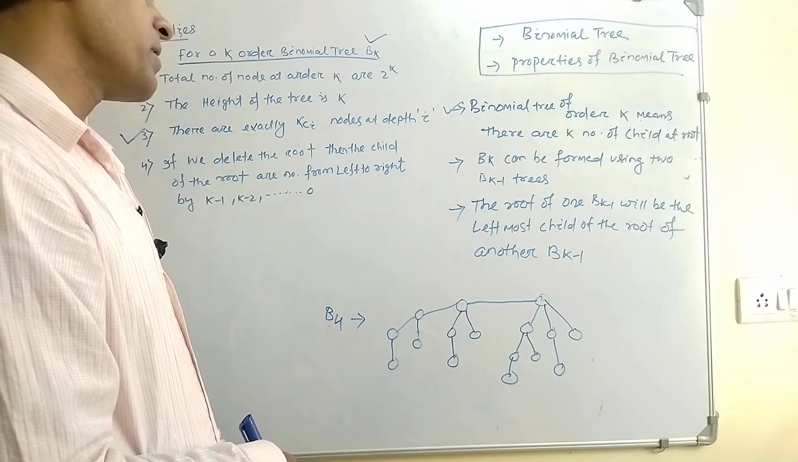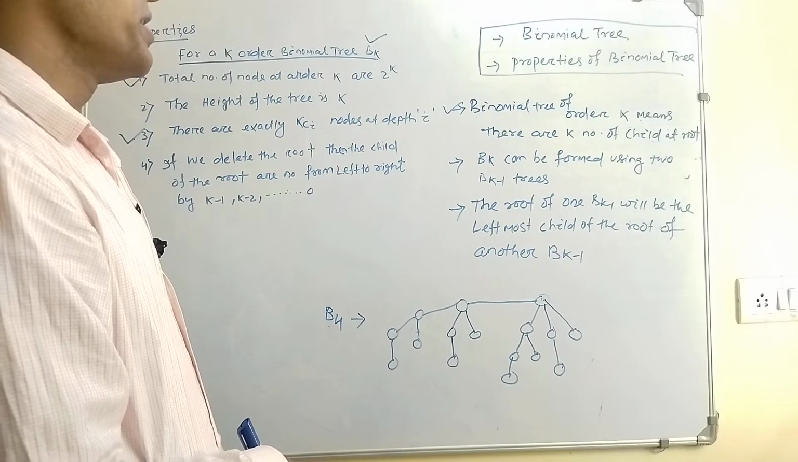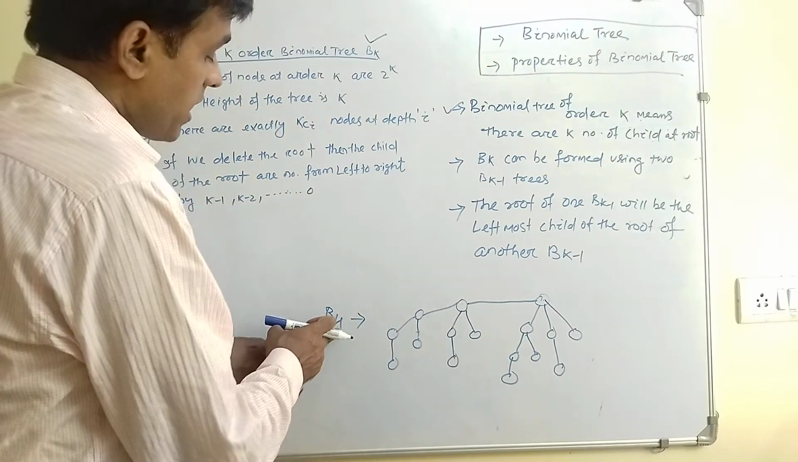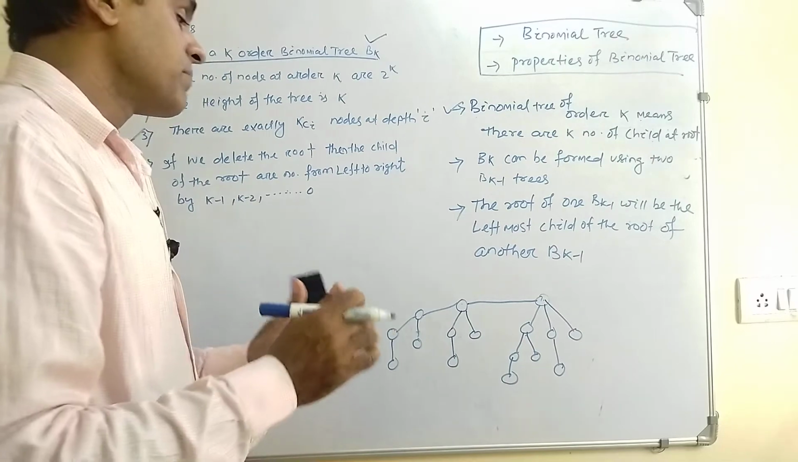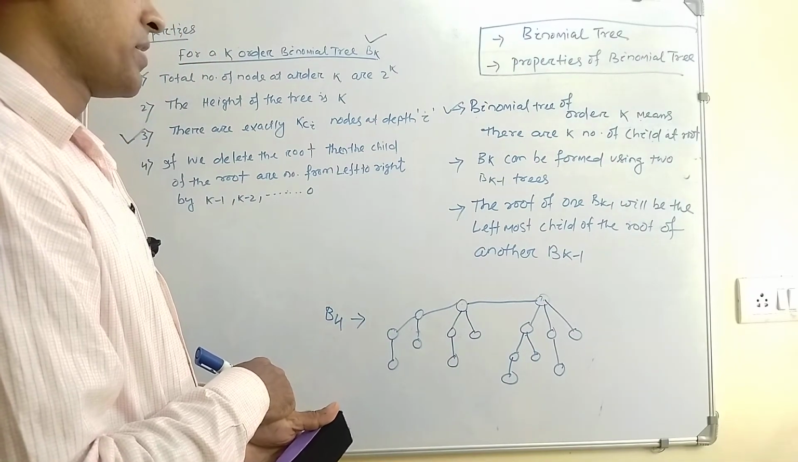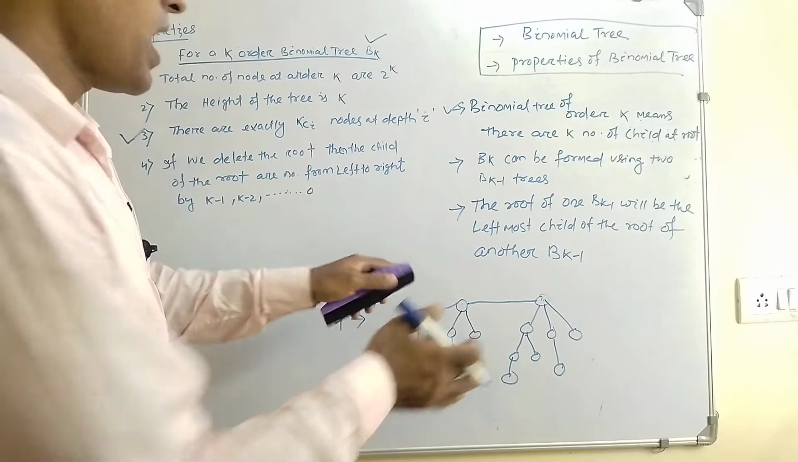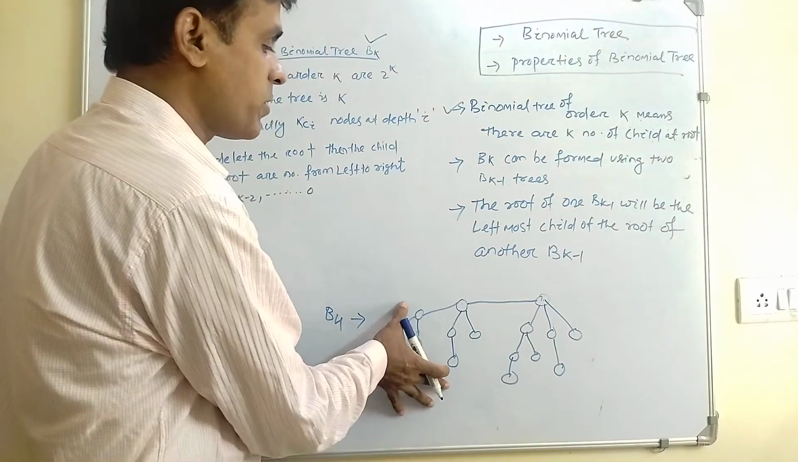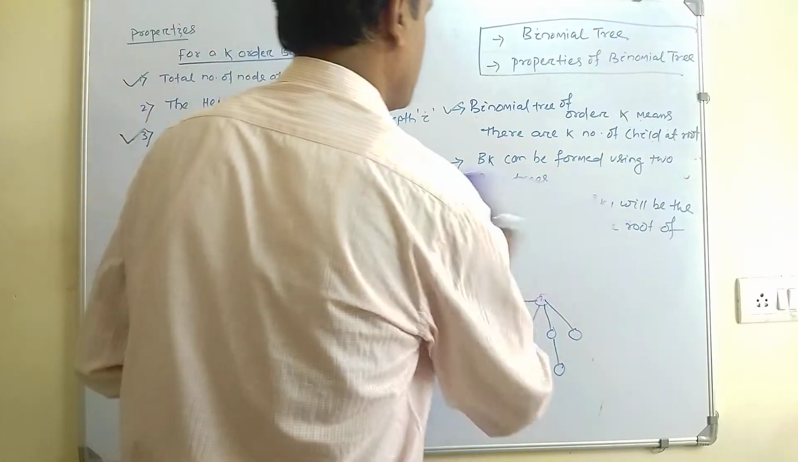Now that it is a binomial tree of order 4, there are some properties we can state. We will go through these properties, right? For this, I will draw this binomial tree again here.